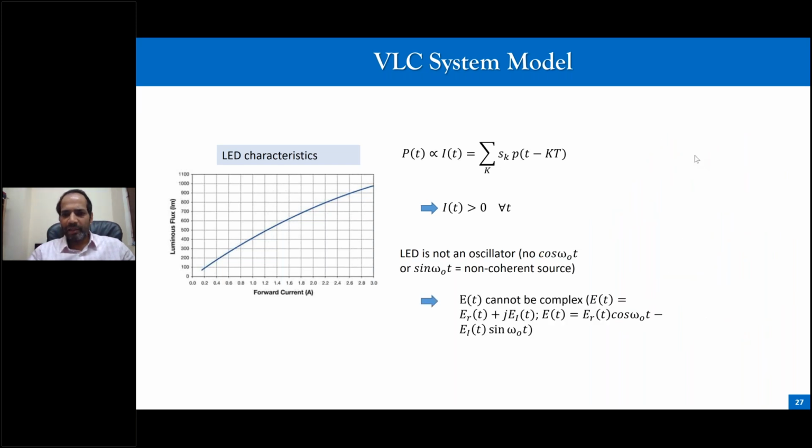So what does it mean? It simply means that the electric field that is produced by this LED cannot be complex. When I say the electric field is complex, what do I mean? It means that the electric field E(t) can be written as E_R(t) plus j E_I(t). What is the meaning of this? See, in reality, nothing can be complex and nothing can be complicated as well. Everything has to be simple.